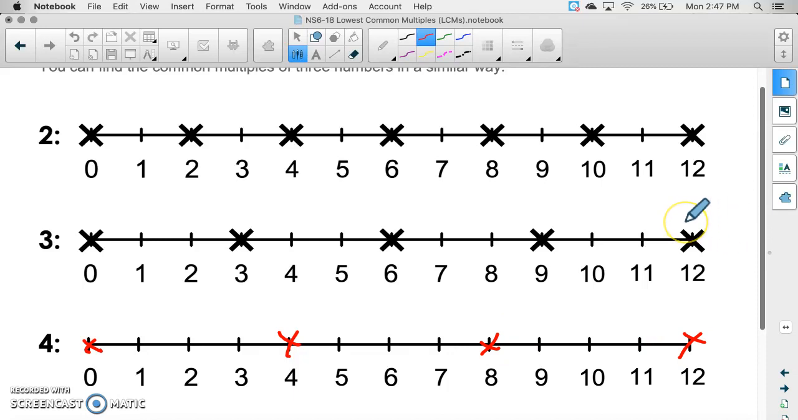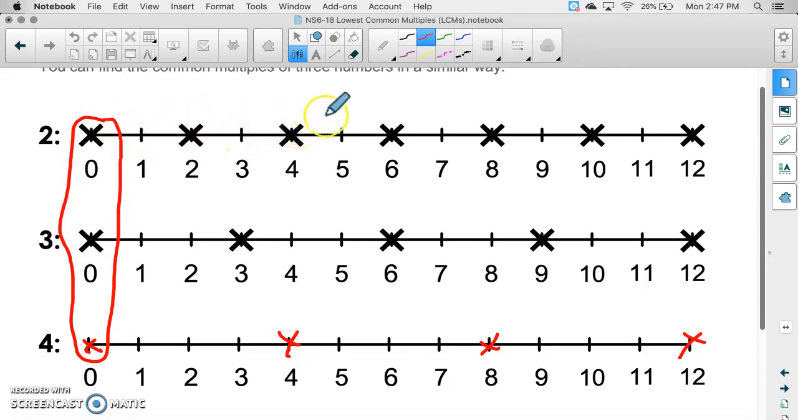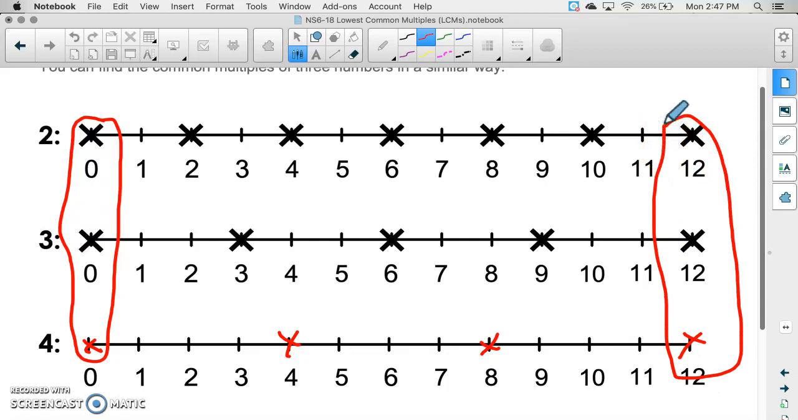So in which columns do you see 3 x's? So if I look here, I see that there's an x on the zeros in all of them. No for 4 because we're missing 3. No for 5, no for 6, we're missing this one. No for 7, no for 8, no for 9, no for 10. The other column where we have all 3 x's is the 12. So we can say that 0 and 12 are common multiples of the numbers 2, 3, and 4. It is common within all of them.